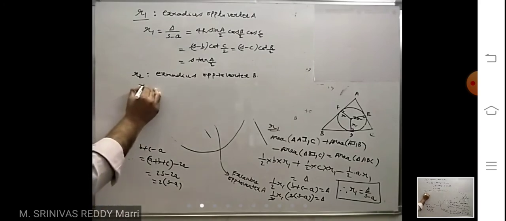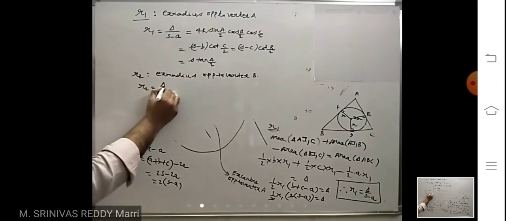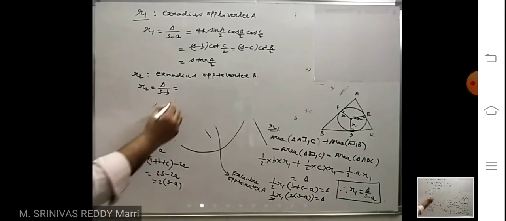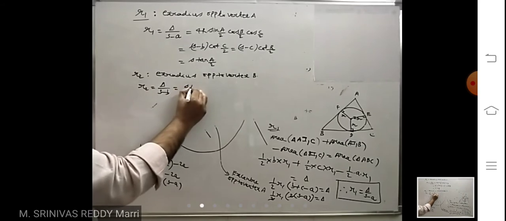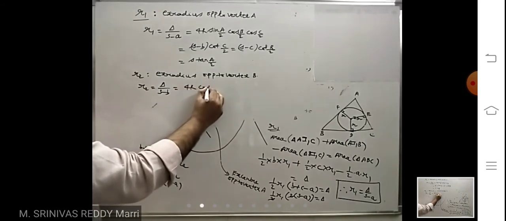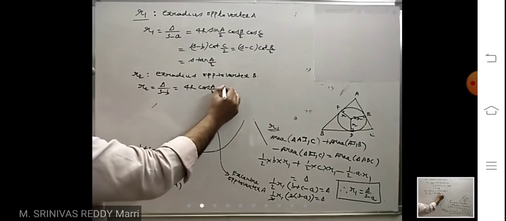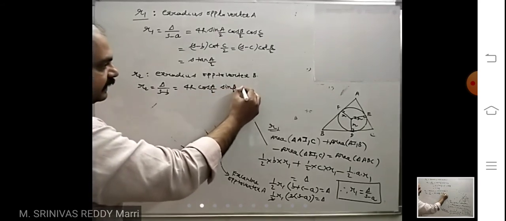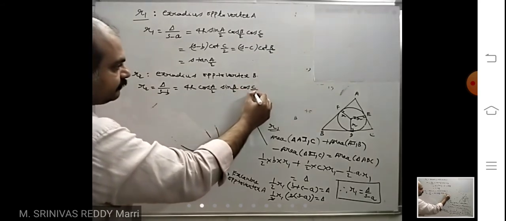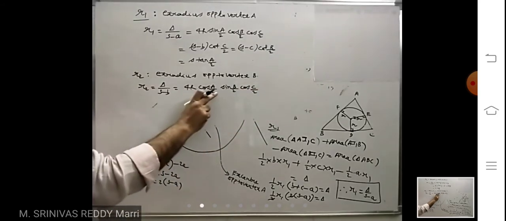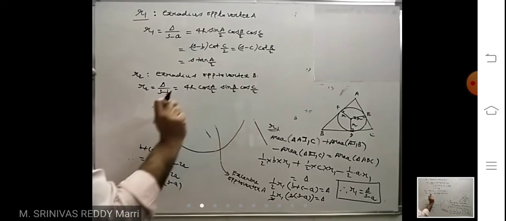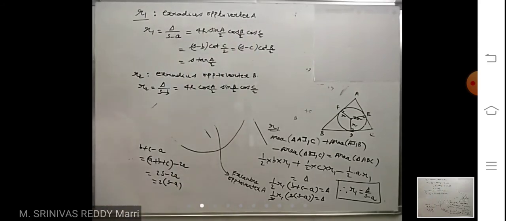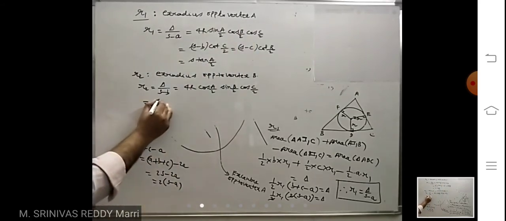Now the R2 formula, similarly you will get delta by S minus B. Now in terms of angles, the second term will be sine, the remaining cos: 4R sin B by 2 cos C by 2 cos A by 2. R2 means the second term will be sine, the remaining cos. Look at R1: first term sine, the remaining cos. This is the formula.